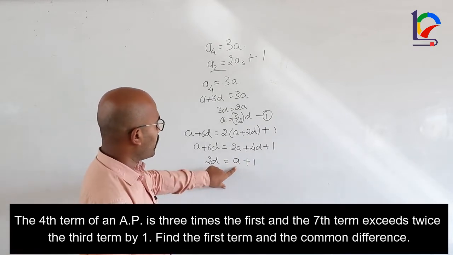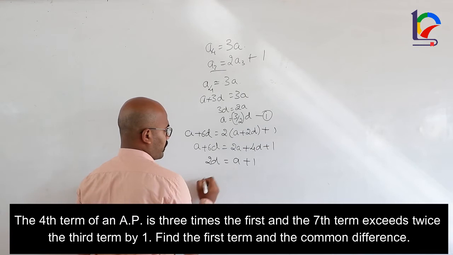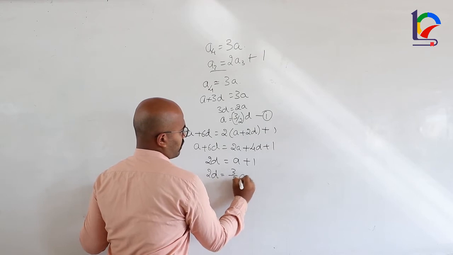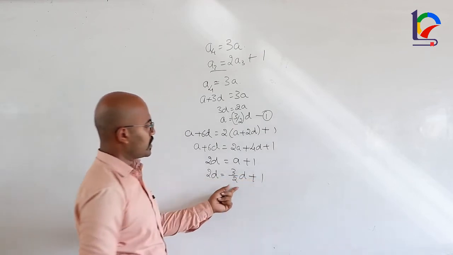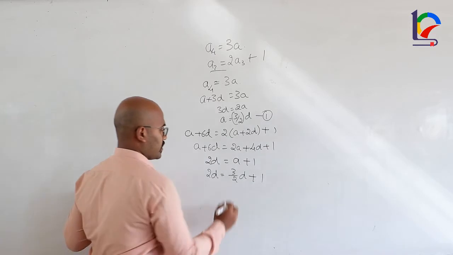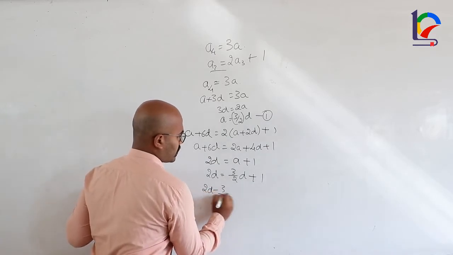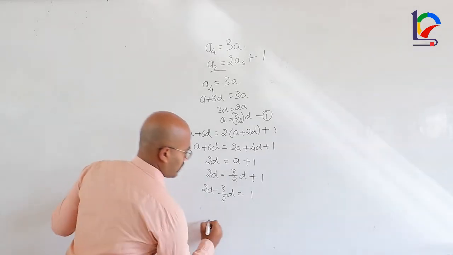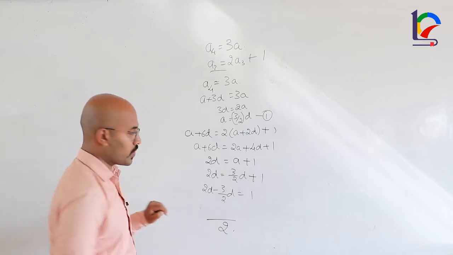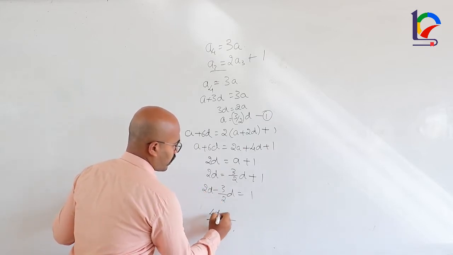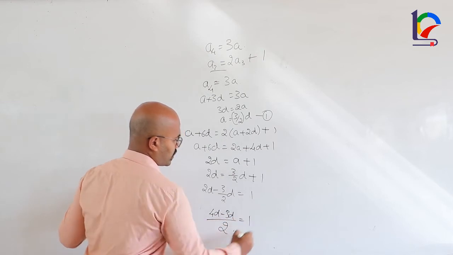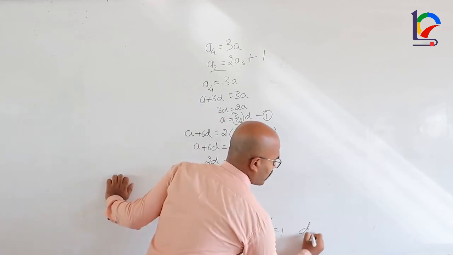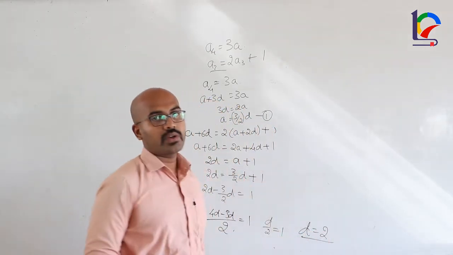So what is the value of A? That is 3 by 2 into D. So 2D is equal to 3 by 2 into D plus 1. I will take 3 by 2 D to the LHS, so it will be 2D minus 3 by 2 D is equal to 1. I will take the LCM, which is 2. So 2 into 2 is 4D, 4D minus 3D by 2 is equal to 1. So D by 2 is equal to 1. What is the value of D? D is equal to 2.